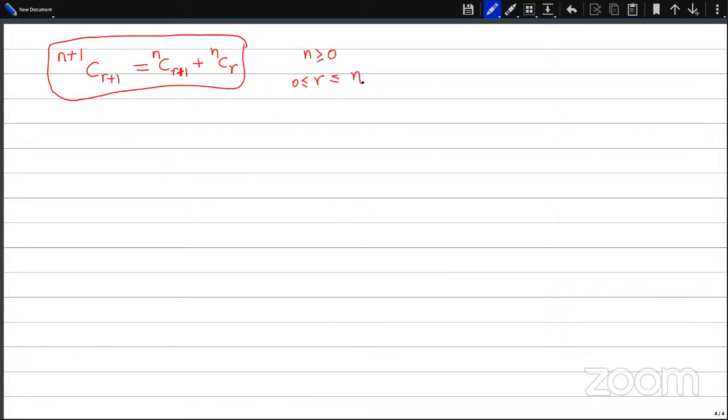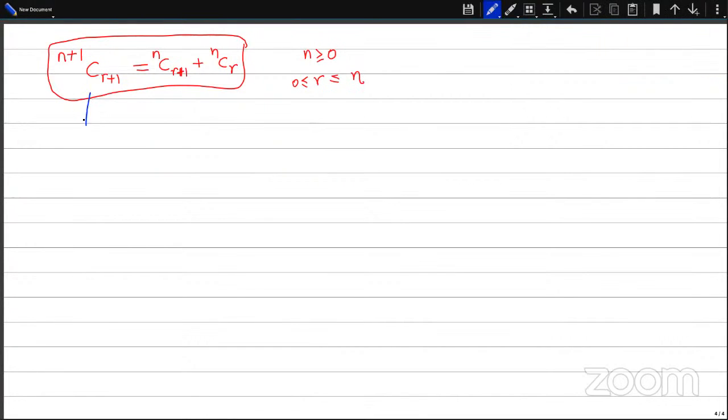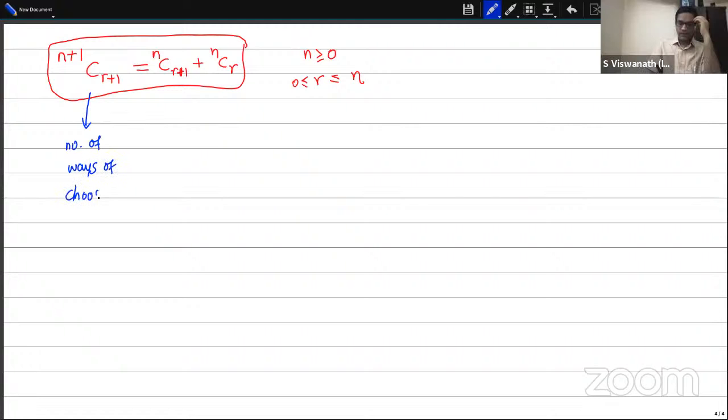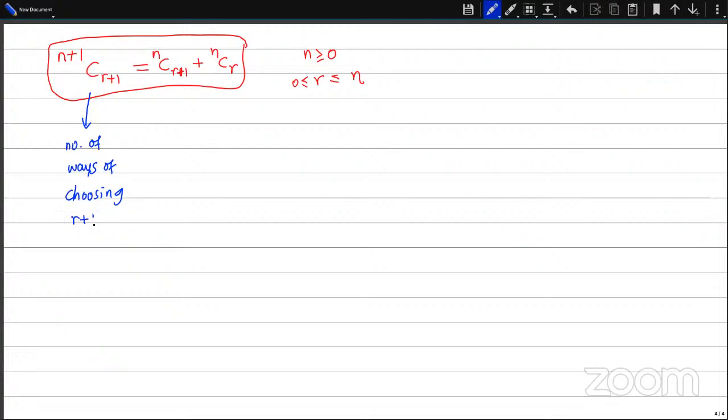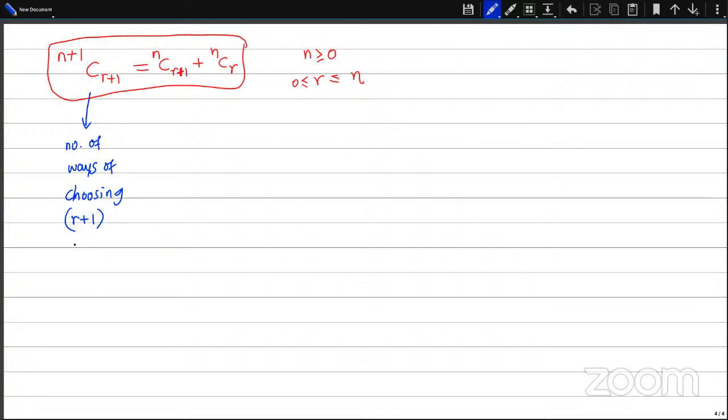The left-hand side says that we are selecting r plus 1 persons among n plus 1 persons. Okay, very good. And in the right-hand side, in the first term, I'm ignoring one particular person. So there are n persons, and from n persons, I'm selecting the committee of r plus 1. Okay, so that's the number of ways. Okay, right. Sure. And the next term? The second term, in the second term, I'm including one person. Correct. And now only n persons are there. And I have to select now the remaining r persons. So that can be done in n choose r ways.